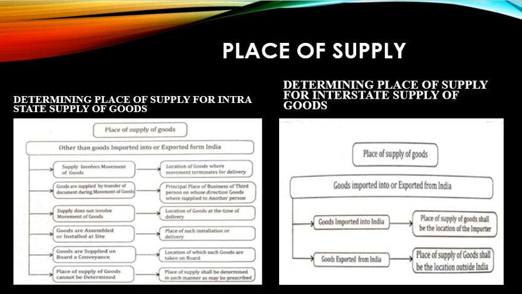Now the place of supply of goods in case of imports and exports. When goods are imported into India, the place of supply shall be the location of the importer. When goods are exported from India, the place of supply shall be the location outside India. So these points are to be remembered.